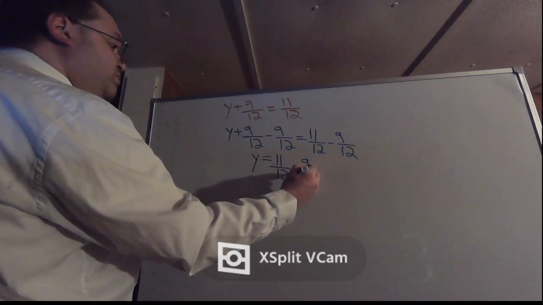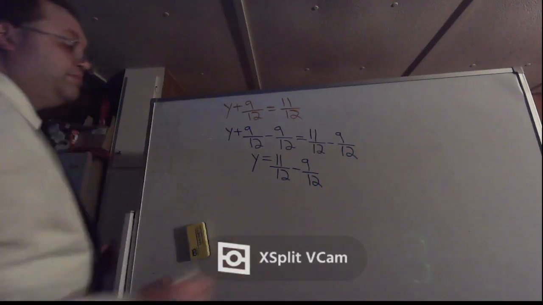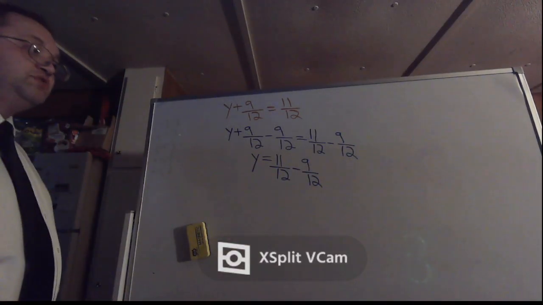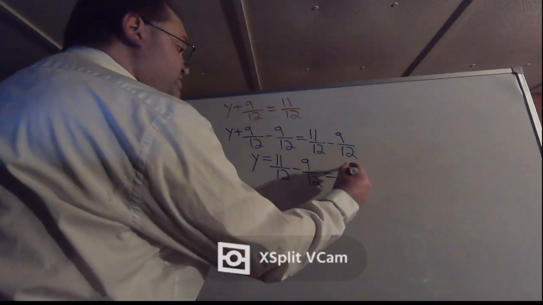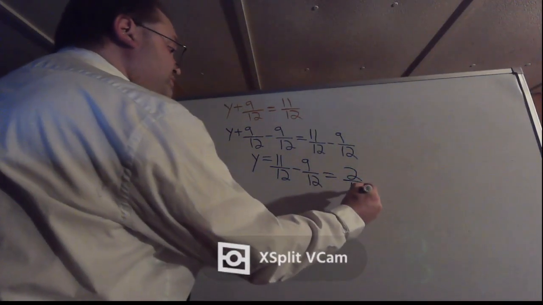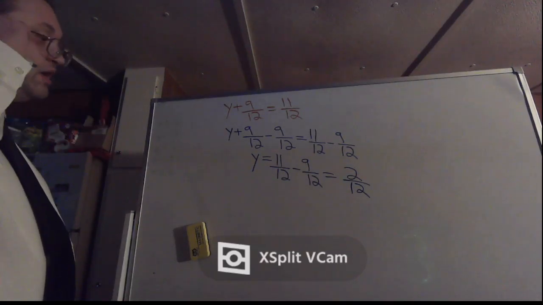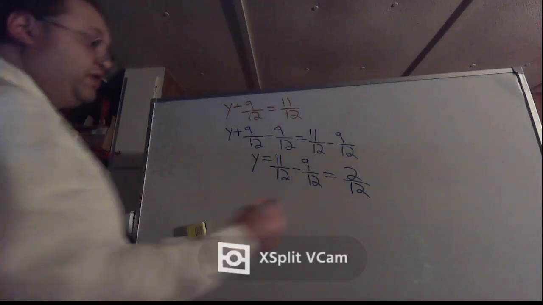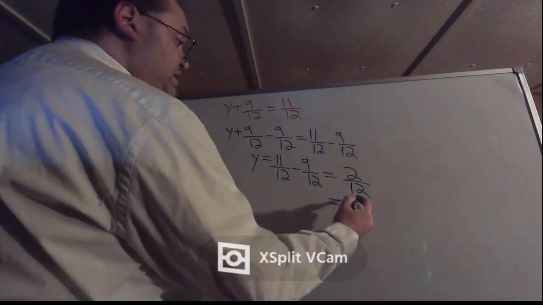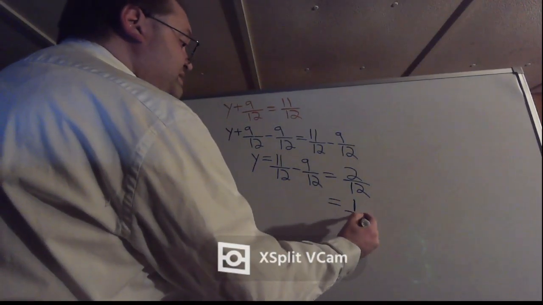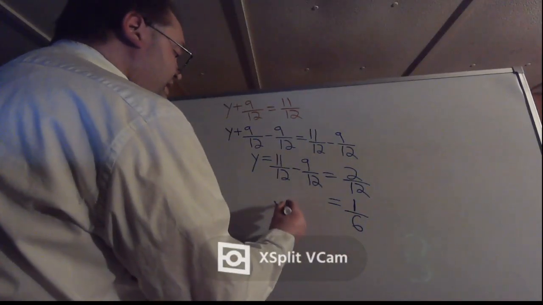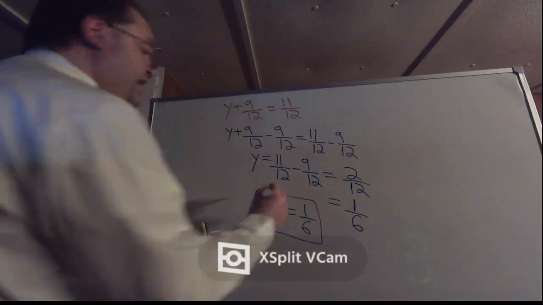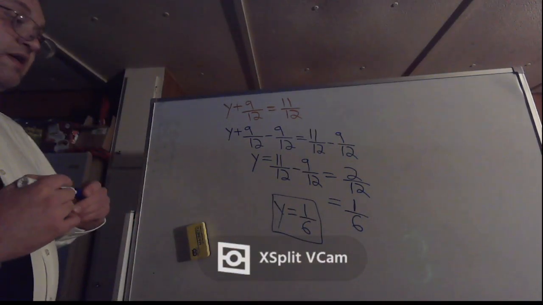minus 9/12. Well, on this problem, they were kind. You already got the same denominator for both terms, so all you got to do is a simple subtraction. 11 minus 9 is 2. You'll have 2/12. However, you're not done yet. 2 is a common factor of both 2 and 12, so if you divide the numerator and denominator by 2, you'll get 1 for the numerator and 6 for the denominator. So y equals 1/6. And that would actually be your final answer.